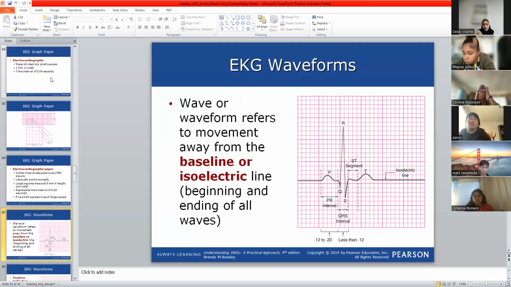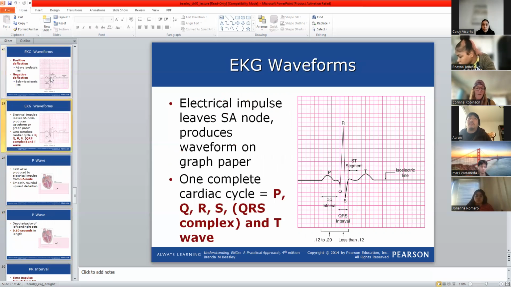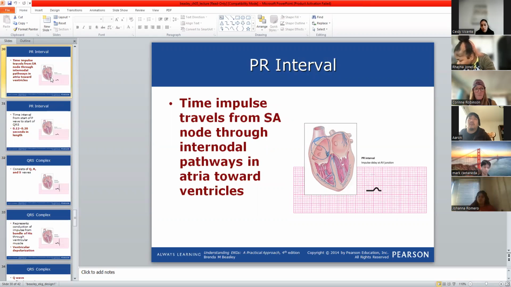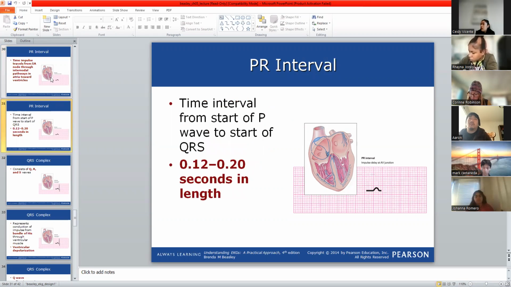And here we have the waves, and we also talked about which wave is positive and which is negative, and so on. All of this we had before. Here is the new one, which we need to know and save. The PR interval is the time the impulse travels from the SA node through the internodal pathway and the atria toward the ventricles. So you have to save the definition of the PR interval, and the time should be saved also. It is very important. We are going to use it many, many thousand times during our study.